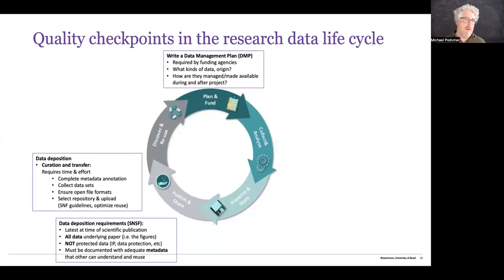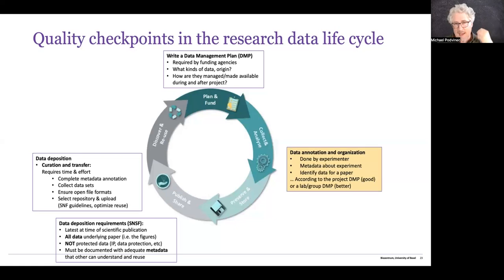So what I would like to popularize is that the best way to handle this is not to do it at the very end, but instead to understand that annotating and organizing your data is an activity that you do regularly as you're doing your research, in the active research phase, done by the experimenter who knows best what exactly this data set is, providing metadata about the experiment and flagging data that are making it into a paper, which makes deposition easier later. And you can do this, of course, according to the context that the DMP for the project provides.